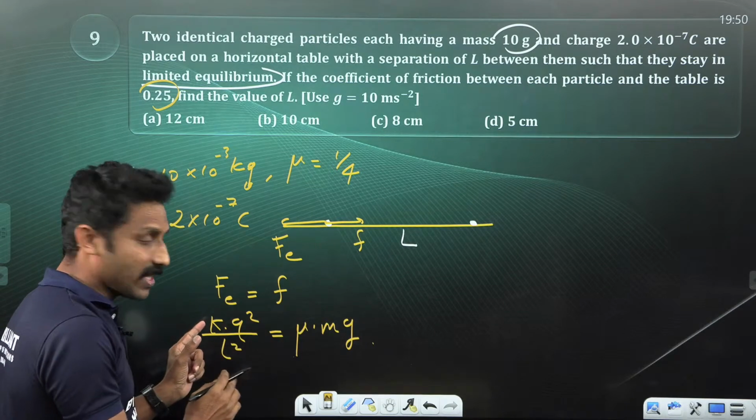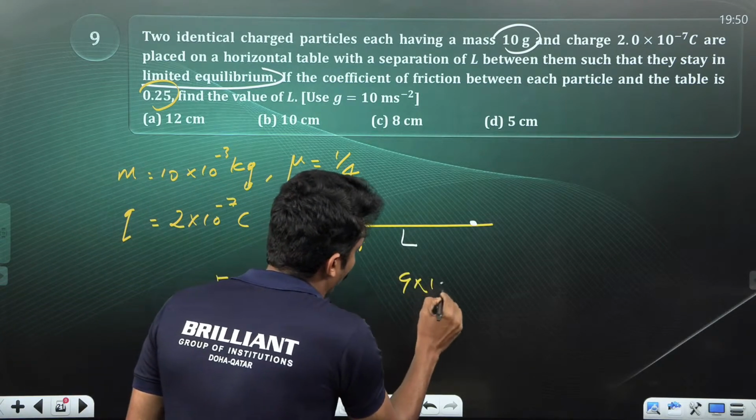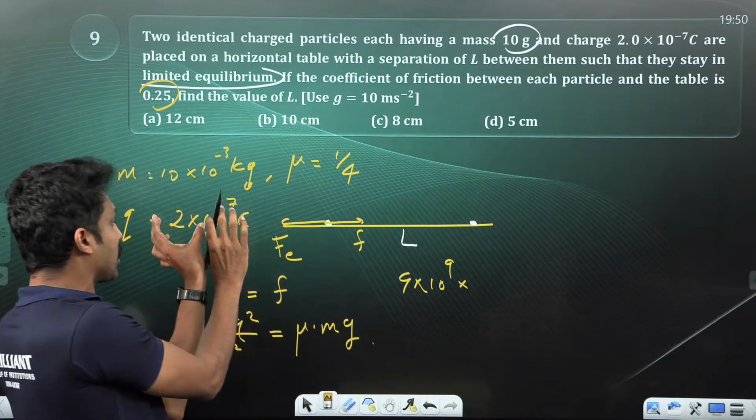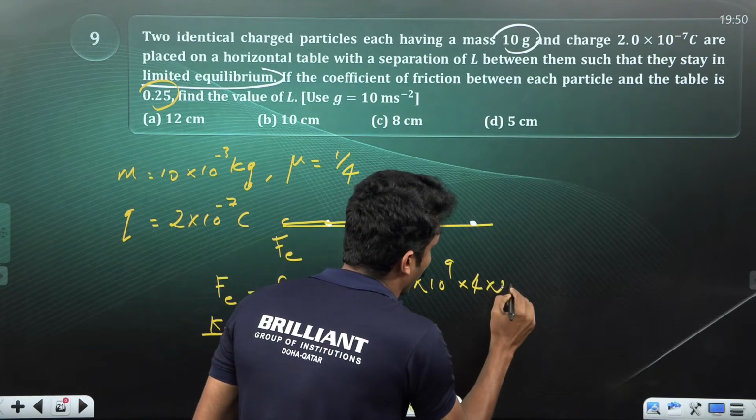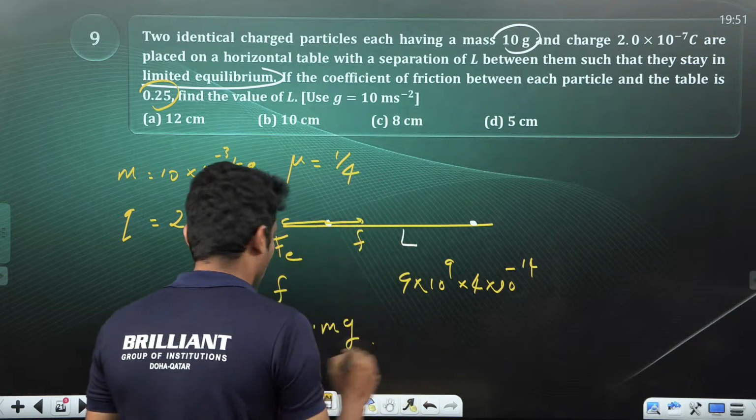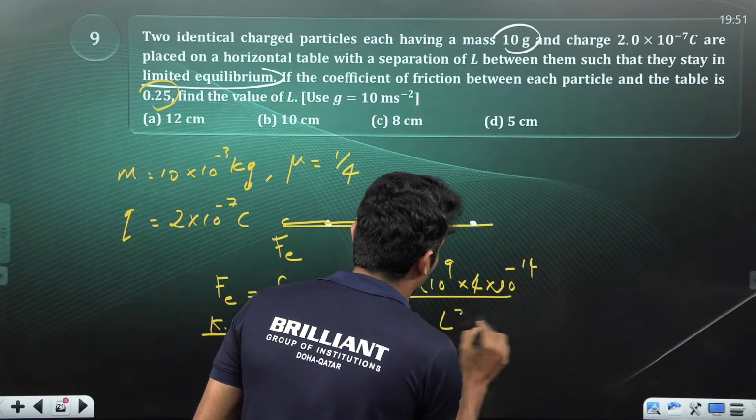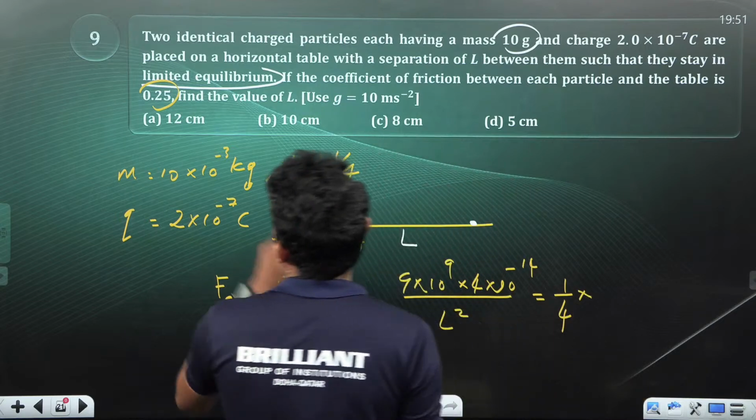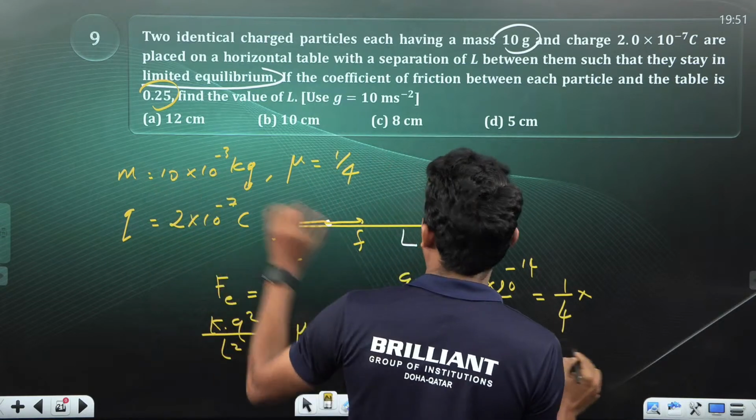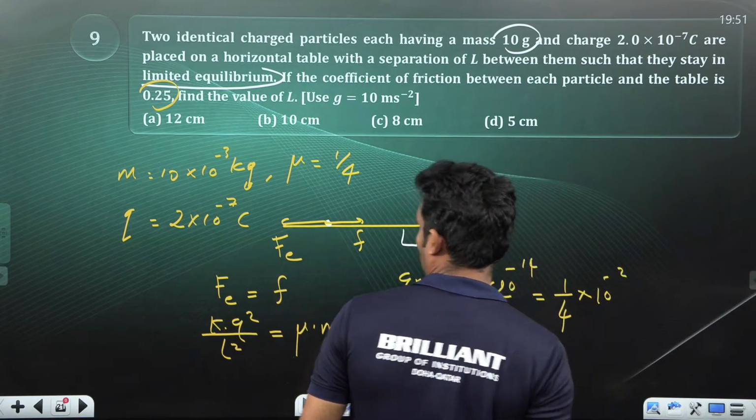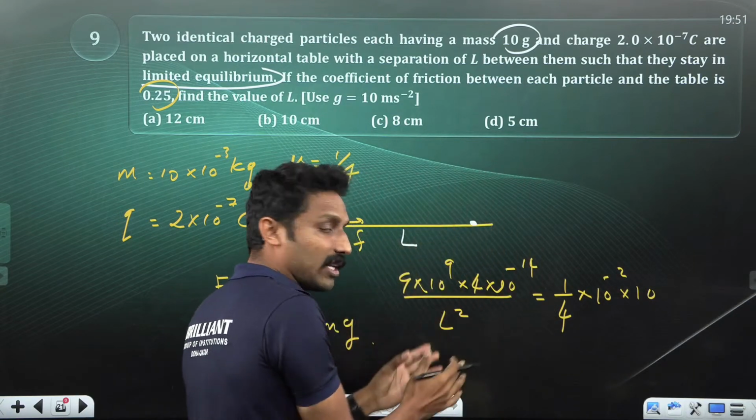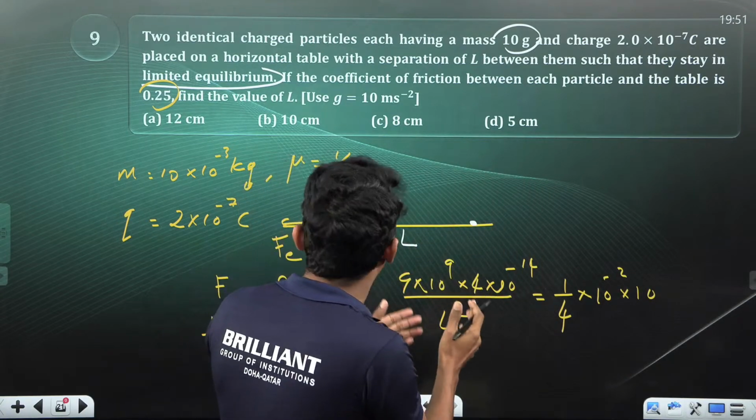K is 9 into 10 raised to 9, and the charge value 2 into 10 power minus 7, square it, we get 4 into 10 raised to minus 14, divided by L square. This is to be calculated. Mu value is 1 by 4, given. Mass value is given in the question, 10 into 10 power minus 3, that is 10 power minus 2. Now G is taken as 10. Clear? We'll get L square there, and you can take the square root.